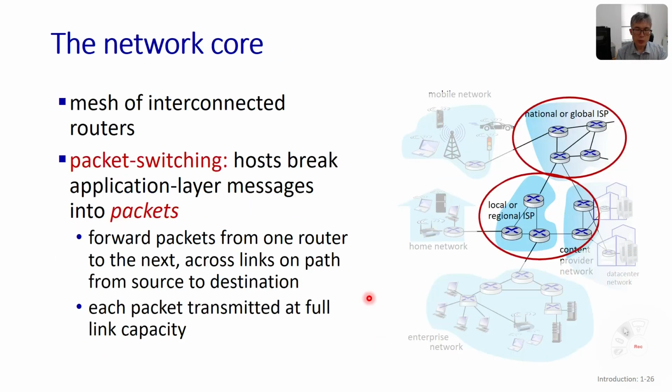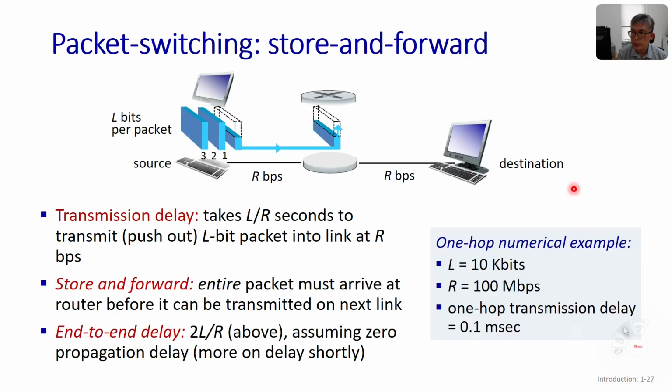Next, the network core. In the network core, we have packet switching or circuit switching, but in the internet case, usually we are using packet switching. The host breaks the application layer message into packets. The packet is forwarded by a router to the next router, so the packet is delivered through the core network. Routing information is exchanged using the Border Gateway Protocol, BGP.